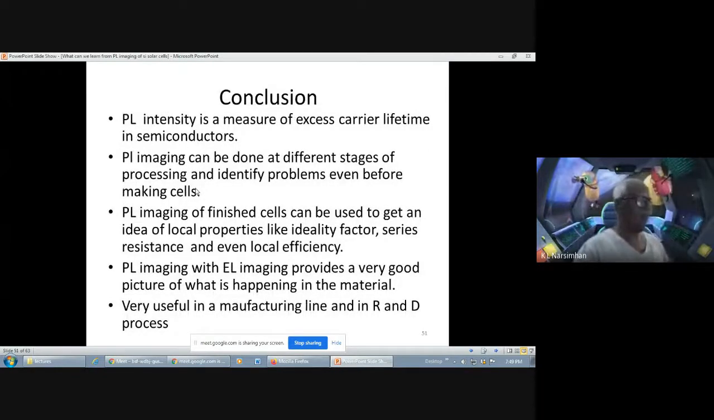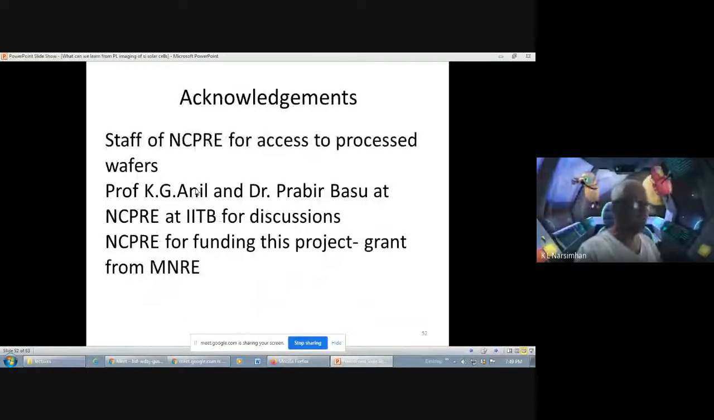The PL intensity is a measure of the excess carrier lifetime in semiconductors. PL imaging has this advantage: I can do it without contacts. I can do it at different stages of processing, and I have given you some examples. PL imaging of finished cells can be used to get an idea of local properties like ideality factor, series resistance, and even local efficiency inside the cell. And if you combine it with EL, you get a very good idea of what is happening in the material. It's very useful in the manufacturing line and R&D process. Okay, that brings me to the end of this talk.